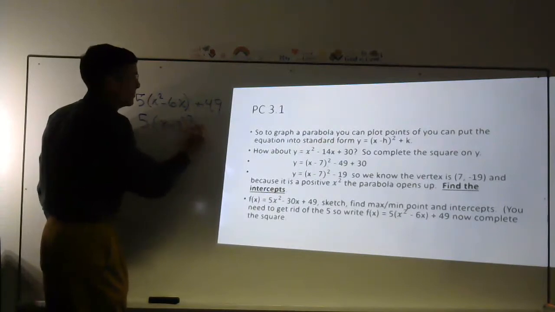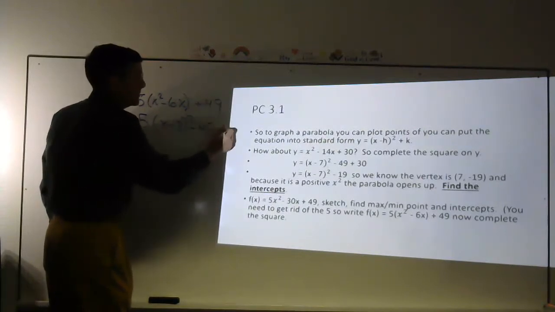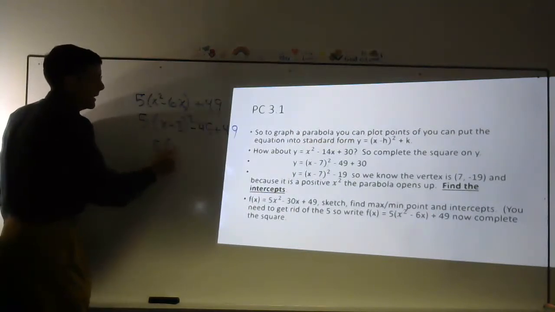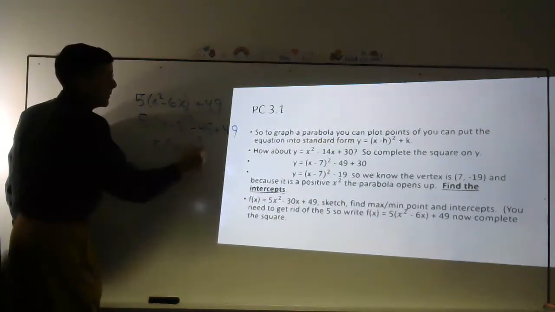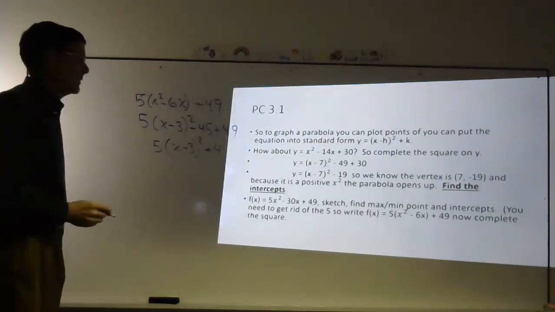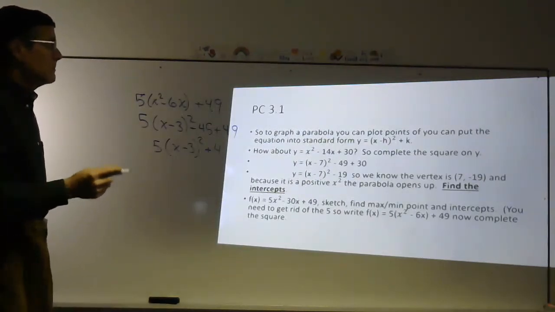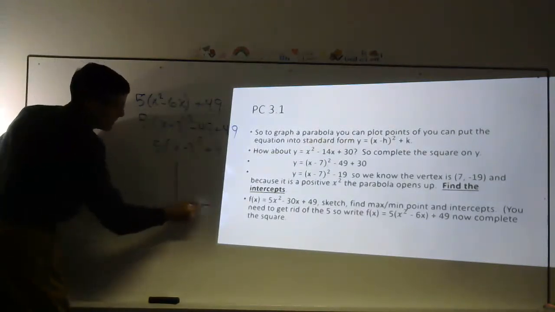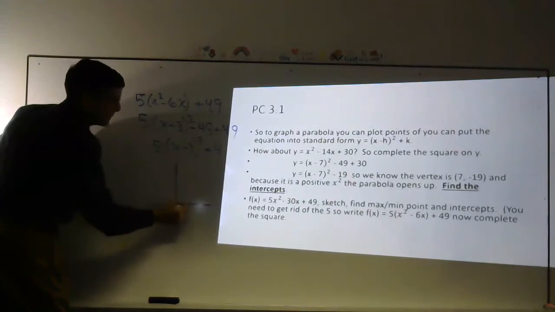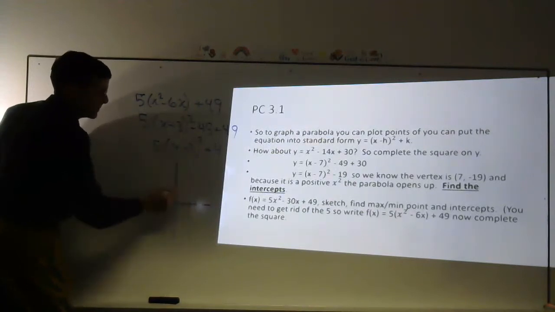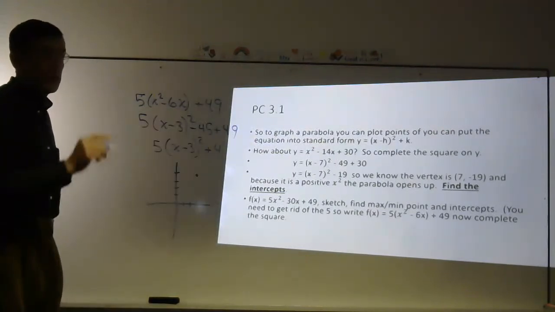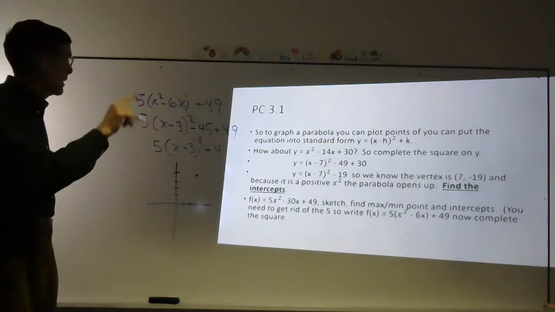Get rid of it by subtracting 45, and we still have the plus 49. So I end up with 5 times x minus 3 quantity squared plus 4, okay? And we want to find the maximum and the intercepts. So what we've got here, we know if you go 3 to the right, because of the minus 3, then if you go up 4, we have the vertex of the parabola there. There's the turning point, okay?